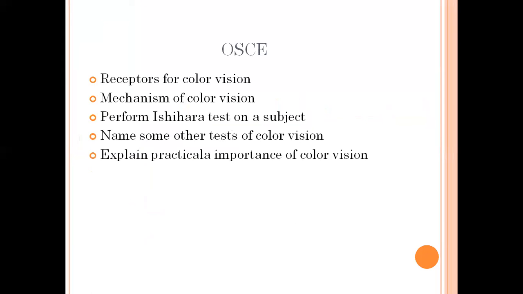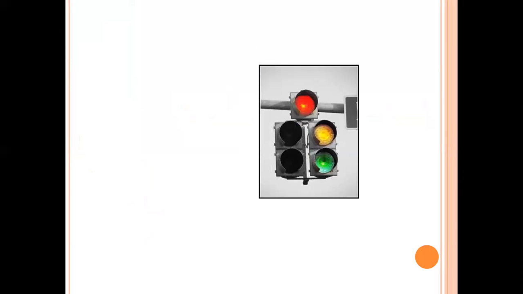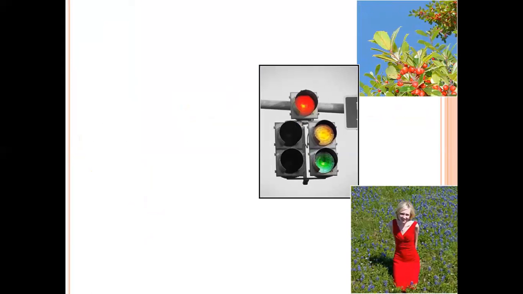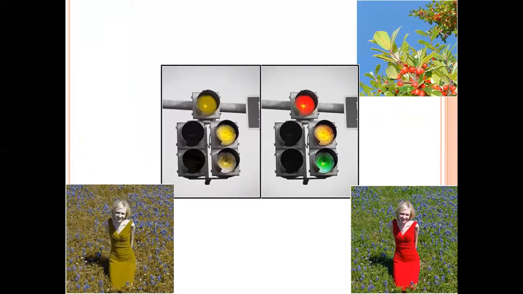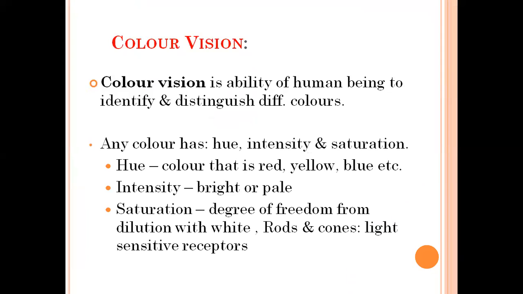Today's practical is on color vision. In this practical, we are going to cover what the receptors for color vision are, the mechanism of color vision, and how to perform the Ishihara test using the Ishihara chart. Then we will see the other tests for checking color vision, and the importance of checking it. Why is it necessary to check color vision in a particular job or industry, and what is the mechanism of color vision? We are going to see this in today's practical.